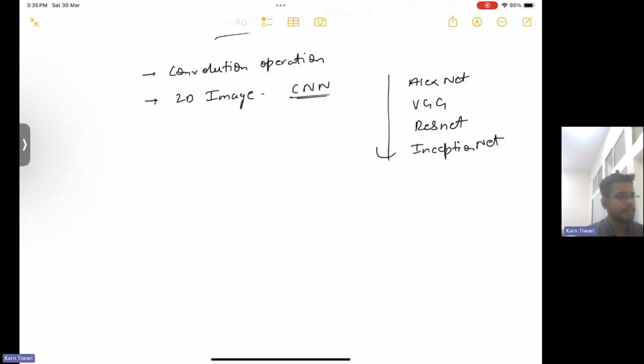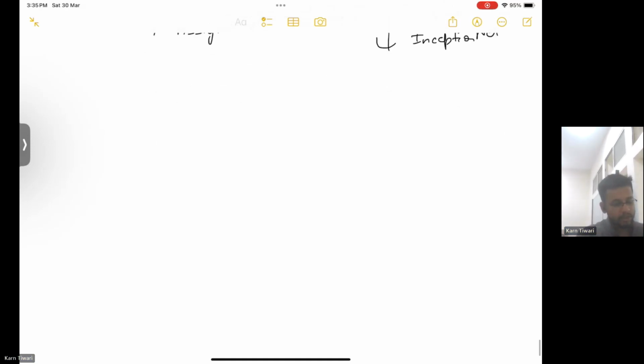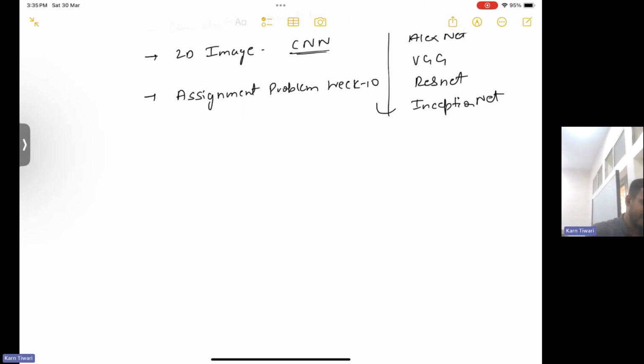So let's see the week 10 material. Basically, first of all we'll be discussing it, and lastly we'll be solving the week 10 assignment problems. Okay. The assignment problems are based mostly on the CNN techniques only. Okay. So let's start. Okay.